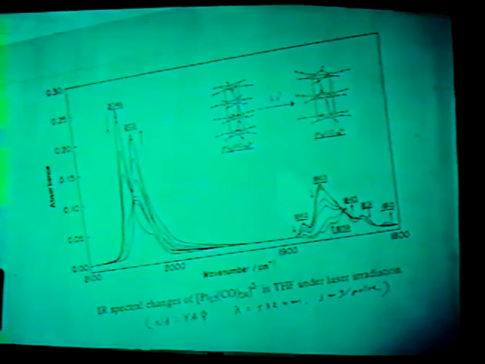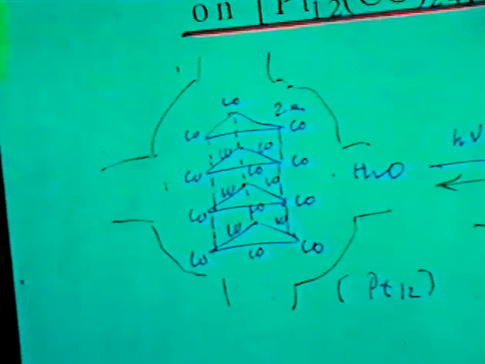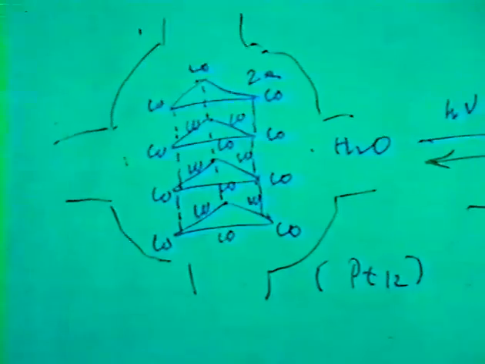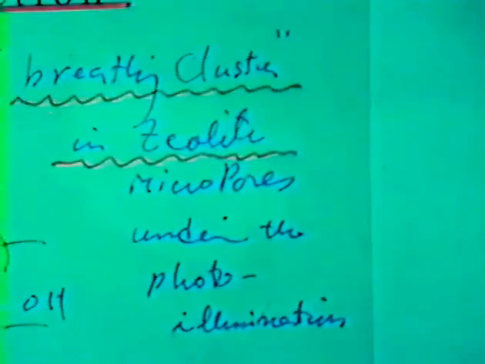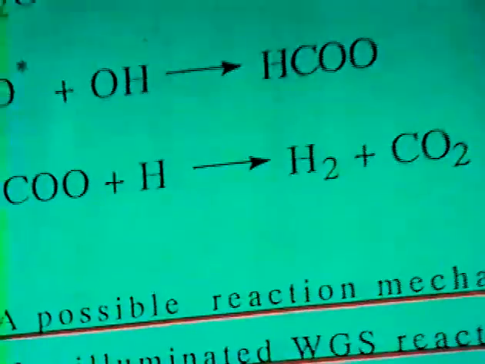So finally, I would like to propose the idea of this breathing cluster in zeolite micropores, where the illumination could cause conversion from platinum 12 to platinum 9, platinum 3, which is incorporated in the water gas reaction. Thank you for your attention.